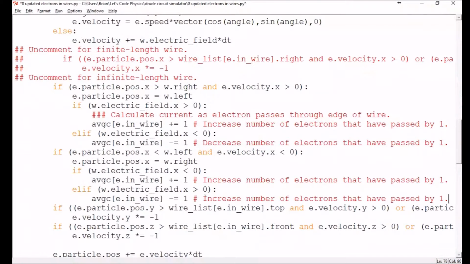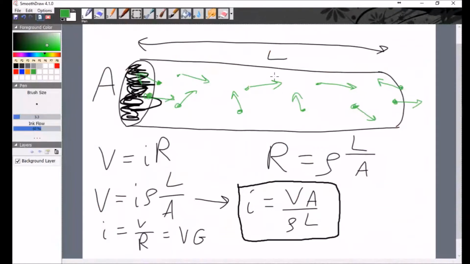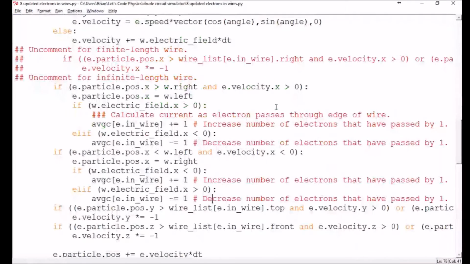Spacebar, paste. And so these 4 possibilities just keep track of how many electrons have passed in the direction of the current and how many have passed opposite the direction of the current. In terms of an experiment, this is equivalent to placing an ammeter here, a current detector here. So if you like, for your circuit diagram, you can put an ammeter here. And so basically we're calculating the current through that ammeter, which is pretty cool.